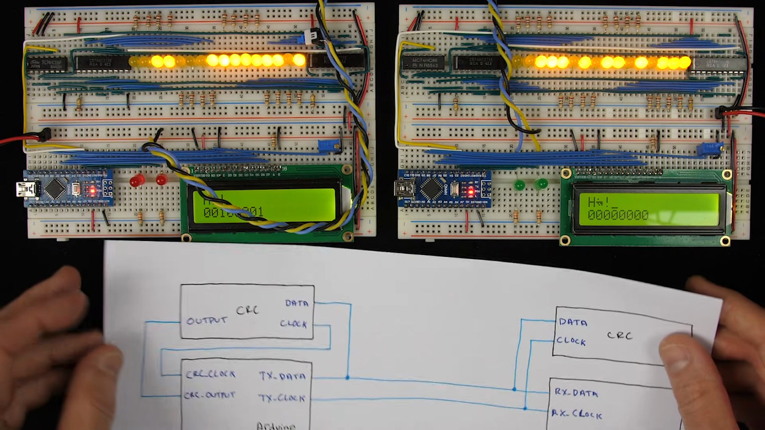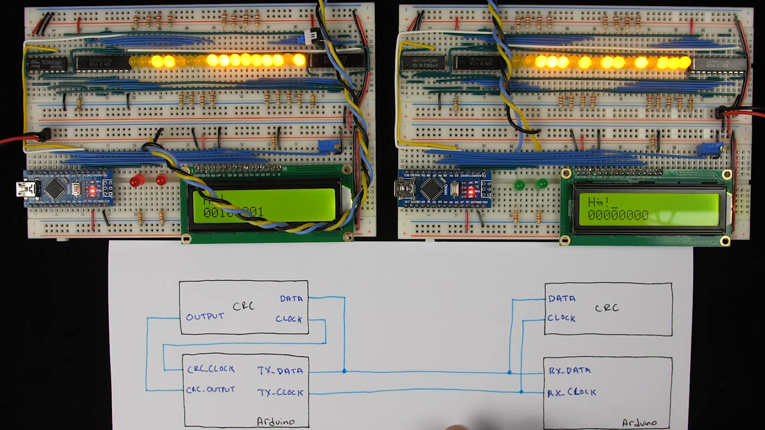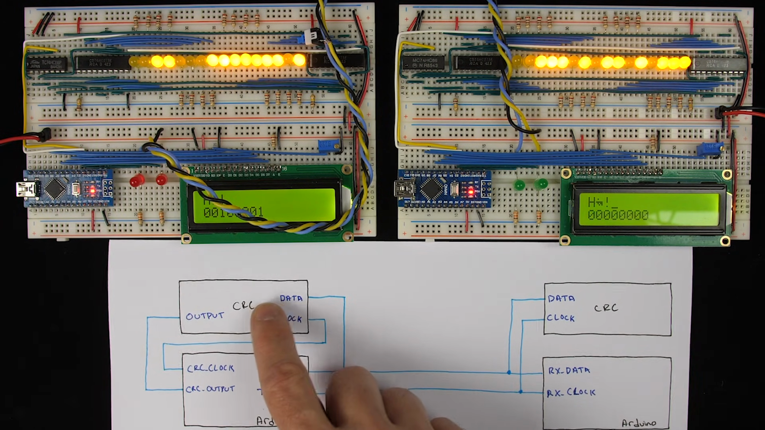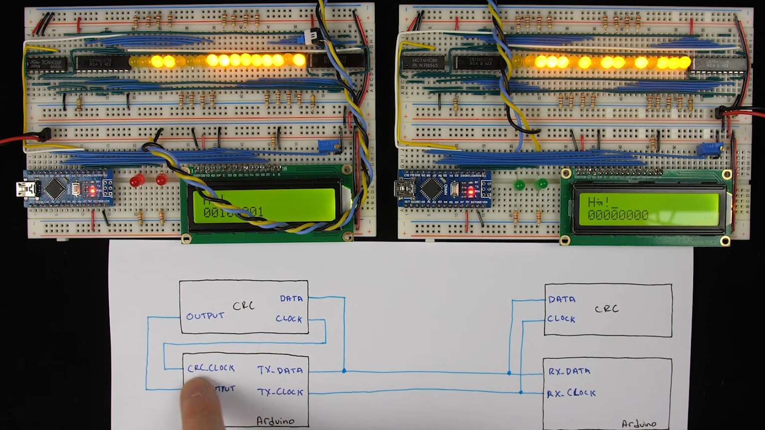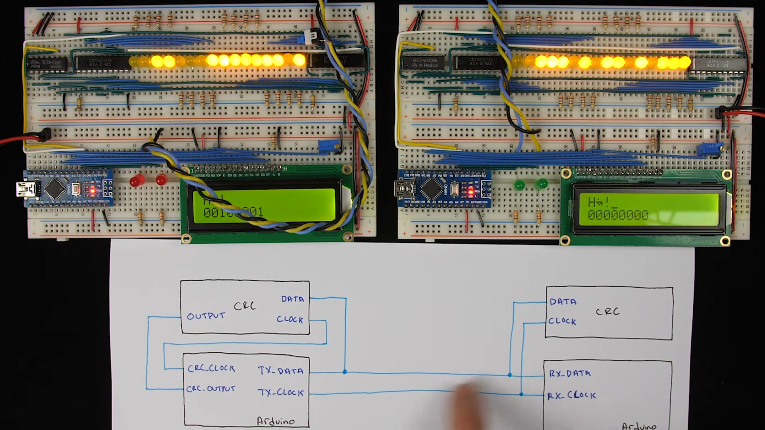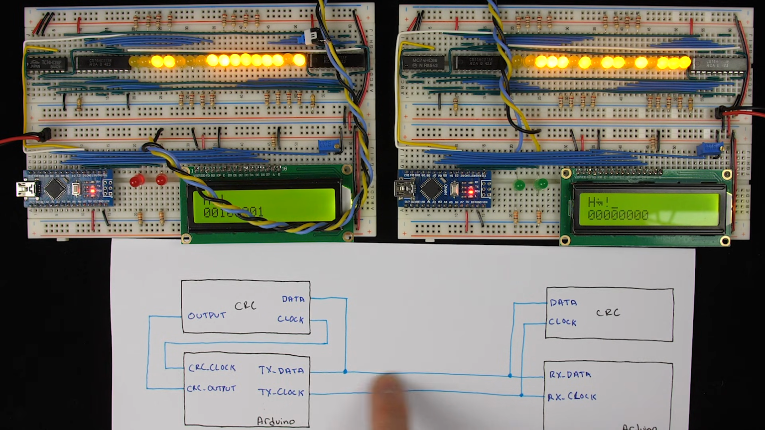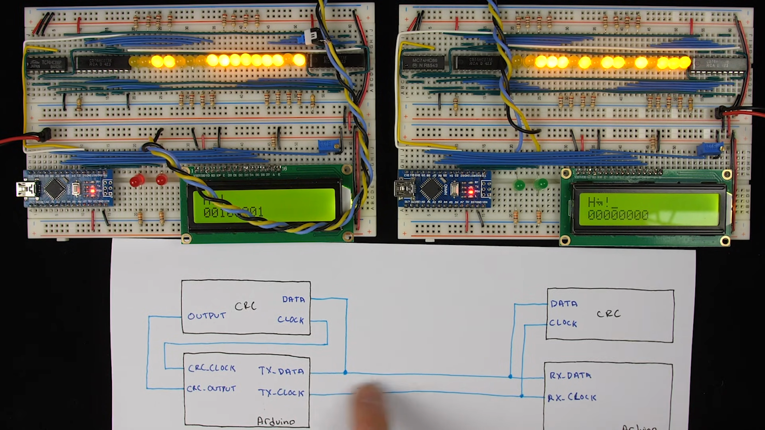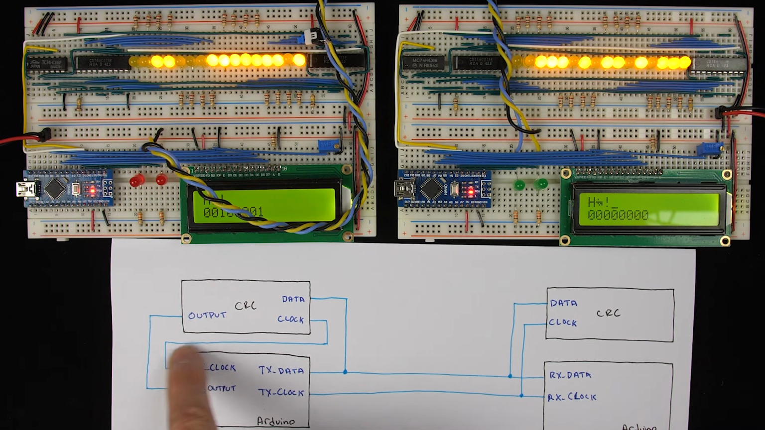Well, the way we can do that is add a couple of extra control signals. So this is what I've come up with here. What I've done is separate the clock for the CRC computation on the transmitter into a separate CRC clock signal. So when we're sending our data, we'll put our data out here on the TX data line, and then we'll also pulse the TX clock to actually send the data across. But at the same time, we'll also pulse the CRC clock.